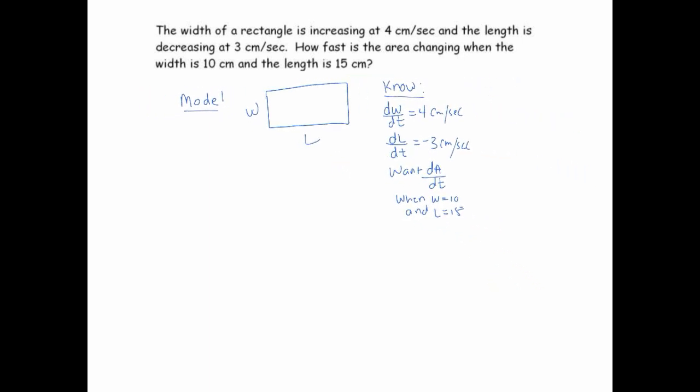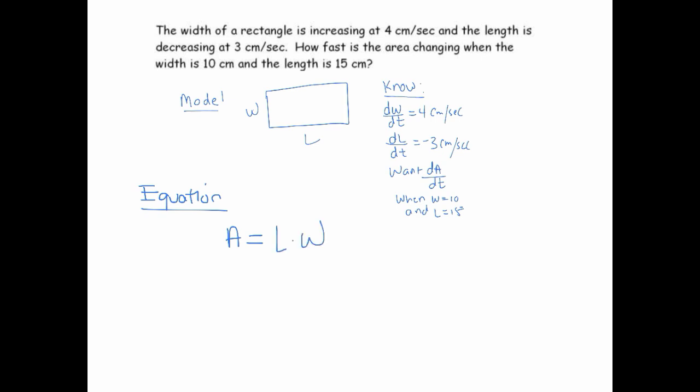All right, so we know what we want. What we need now is an equation that relates the rate of change of the variable we're interested in, dA/dt, with W and L. We know that the area of a rectangle is just length times width. So A equals L times W.